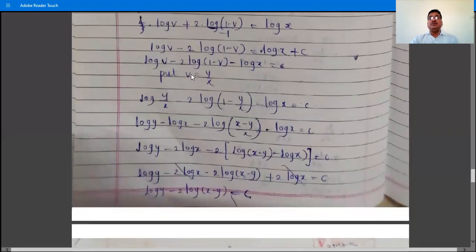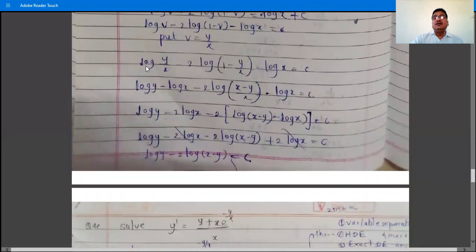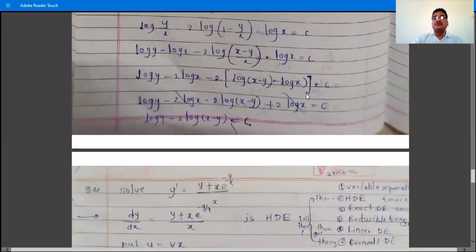Then resubstitute v as y by x. So what do we have? Log(y by x) minus 2 log(1 minus y by x) minus log x is equal to constant. So this is a final answer, or we can simplify this step. Then by the log a by b rule, log a minus log b, and again here the LCM is x minus y in the numerator, minus log x is equal to constant.